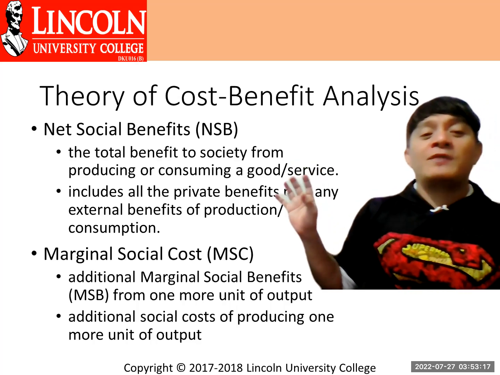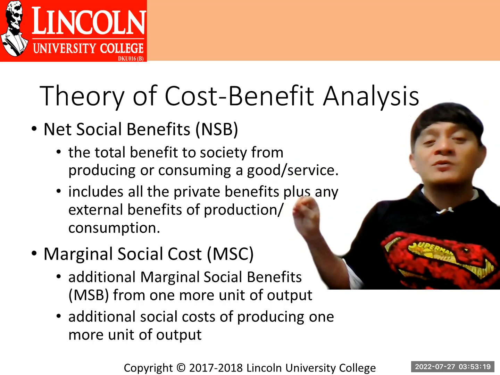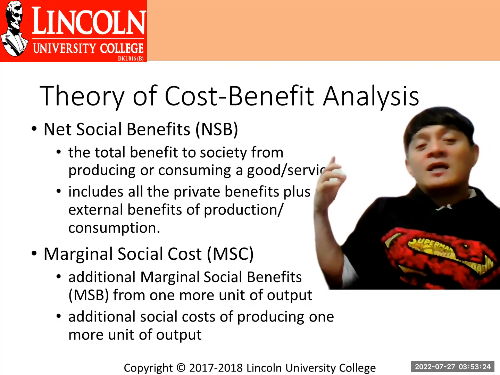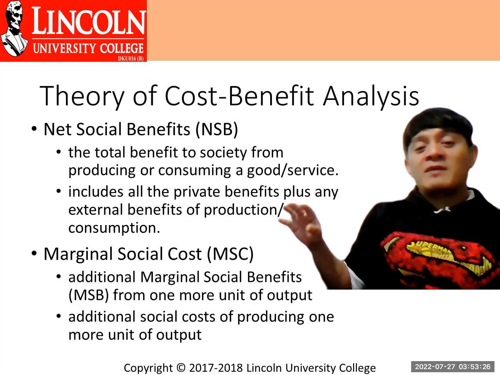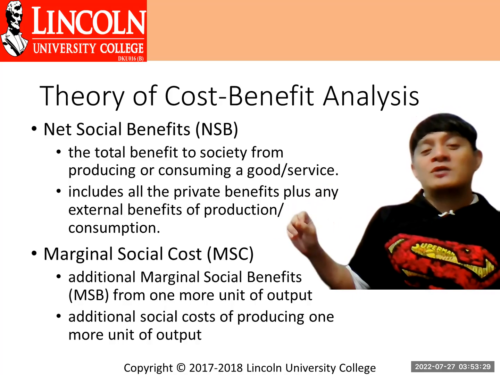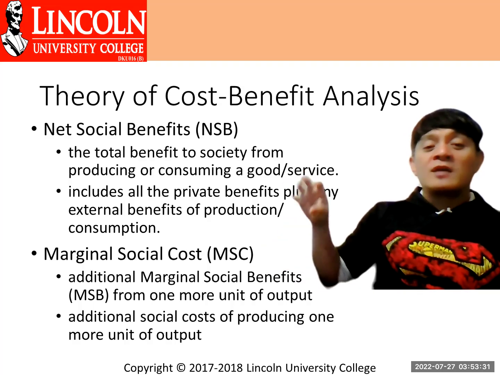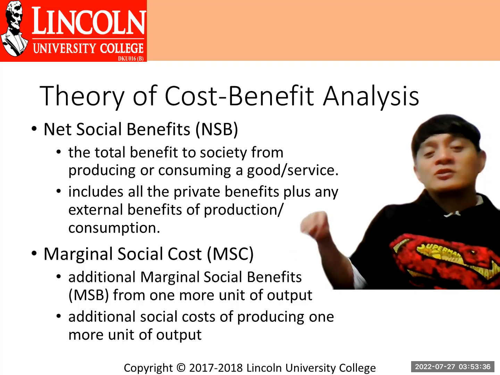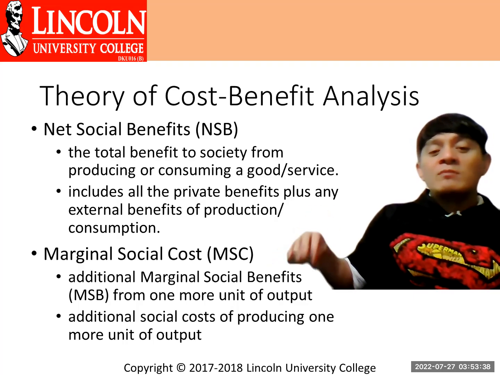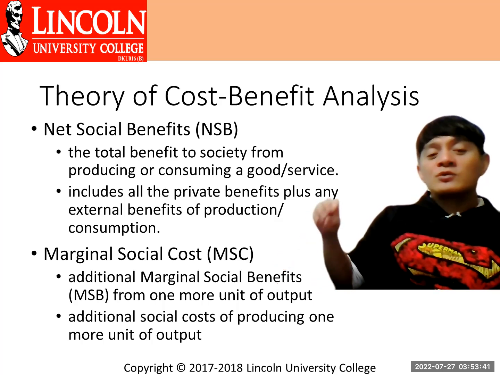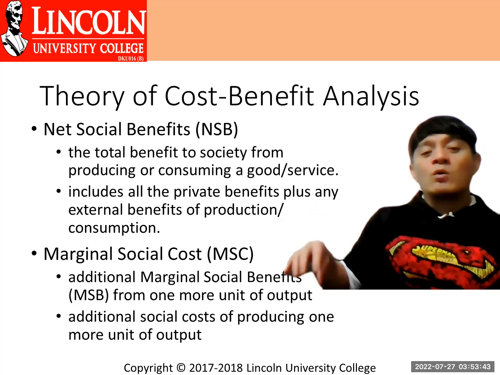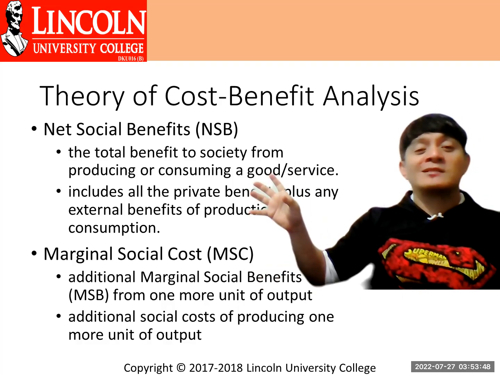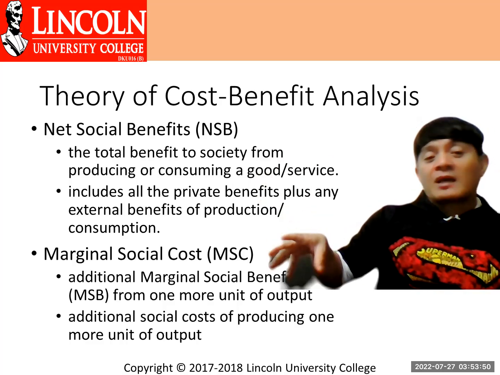Net social benefit: the total benefit to society from producing or consuming a good or service is called the net social benefit. It includes all the private benefits plus any external benefit of production and consumption. And the marginal social cost, or MSC, and the additional marginal social benefits from one more unit of output, and the additional social costs of producing one more unit of output, are the different theories of cost-benefit analysis. NSB and MSC.